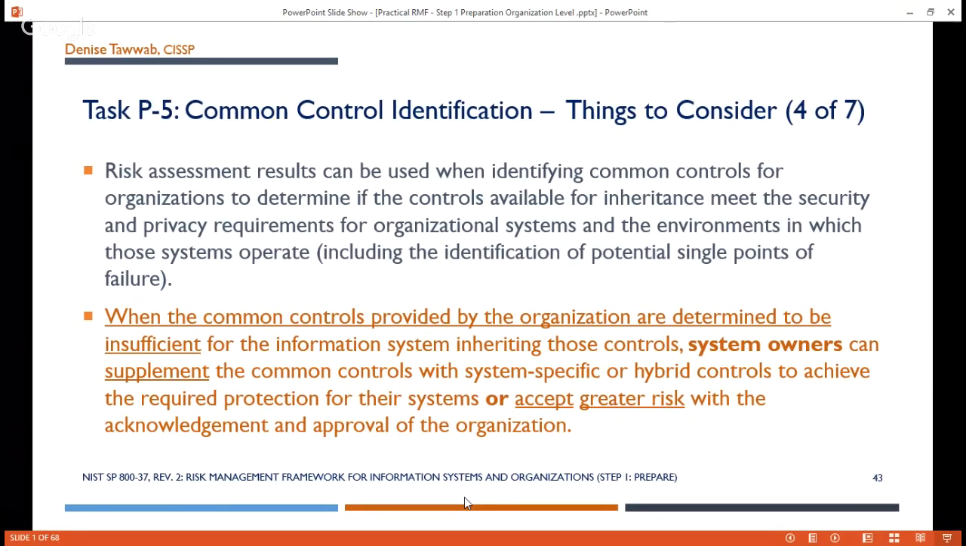So if you inherit a common control and it's not quite what you need, it's considered deficient, then you supplement that control. Or you accept the greater risk, but you document that you've accepted that risk and you make sure that the organization is aware that you've accepted that risk.